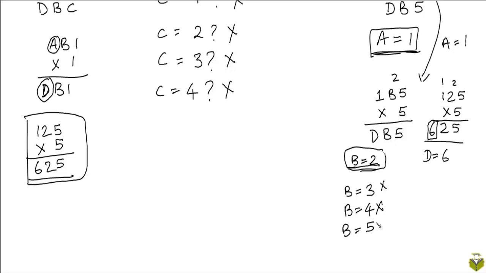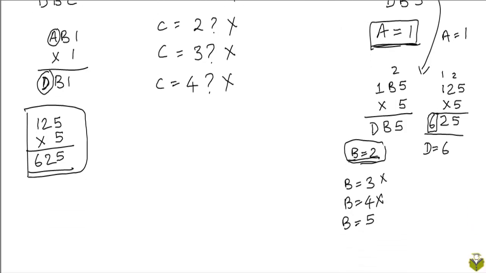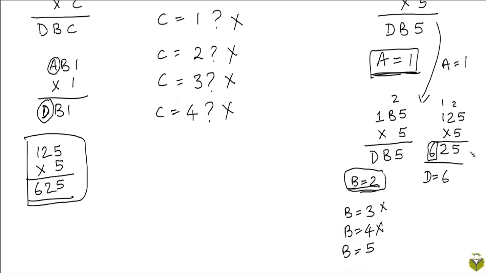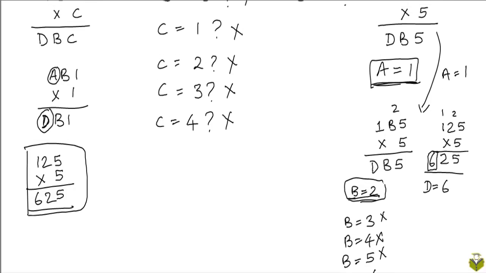Can B be put as 5? Well, B cannot be put as 5 because we have already put C to be equal to 5. So we cannot have two different letters being mapped to the same digit in a cryptarithm, and so B cannot be a 5. What about 6? Can B be a 6?